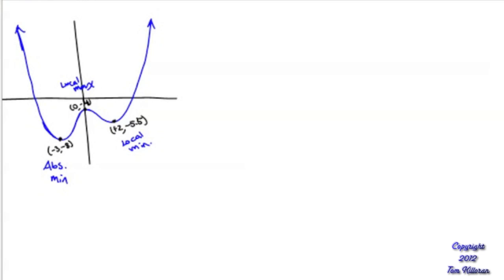Alright, so let's talk about domain first. The domain of this function is negative infinity to positive infinity. Why? Because this arrow is pointing to the left, this arrow is pointing to the right, and everything in between is covered.